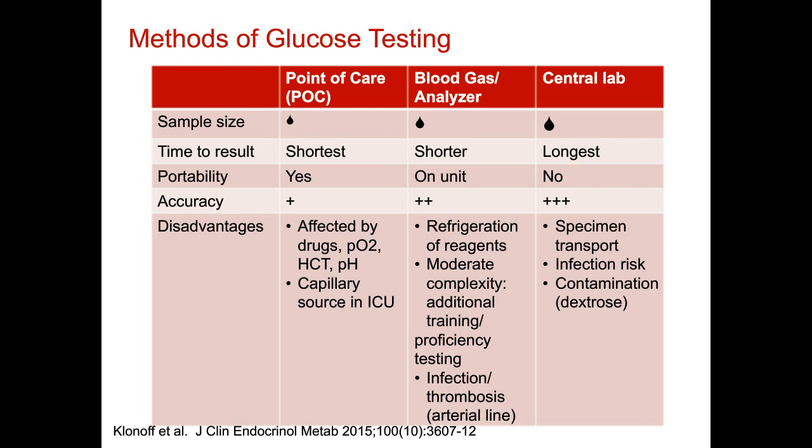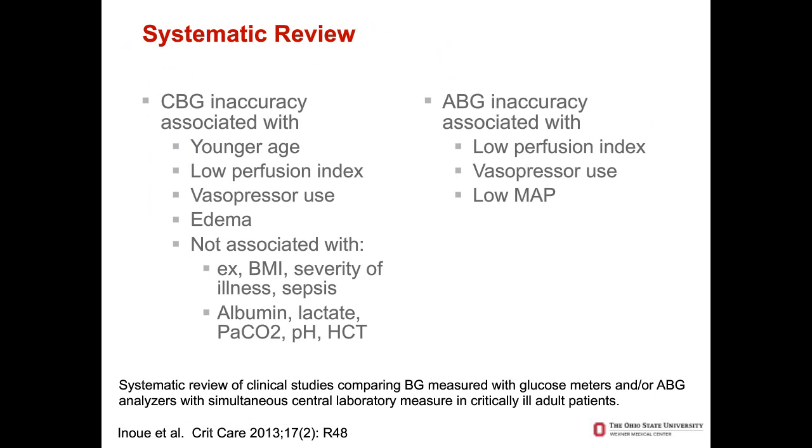Now, in terms of comparisons and predictions of what methods might be affected by different clinical characteristics, there was a recent systematic review, and what they found was capillary blood glucose testing on all of these studies, which, since this was done 5 years ago, tends to be older methods. The accuracy was associated with age, a low perfusion index, vasopressor use, edema, and a number of other factors were not associated with accuracy, including body mass index, severity of illness, some laboratory parameters. In this review, there were fewer inaccuracies associated with arterial blood gas measurement, but they did note that sicker patients who had the need for vasopressors, who had hypotension, did have some inaccuracy compared to central laboratory measurements. So these are something to consider.